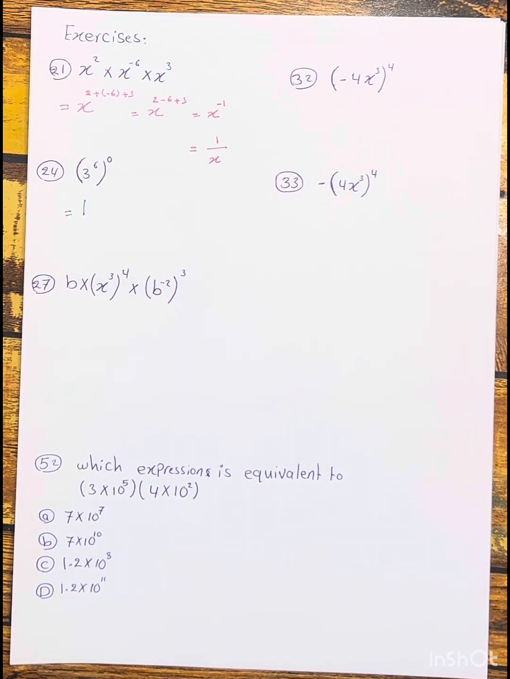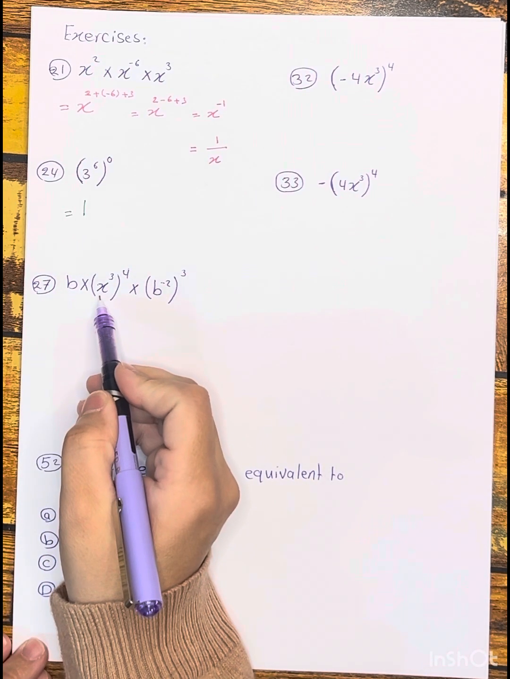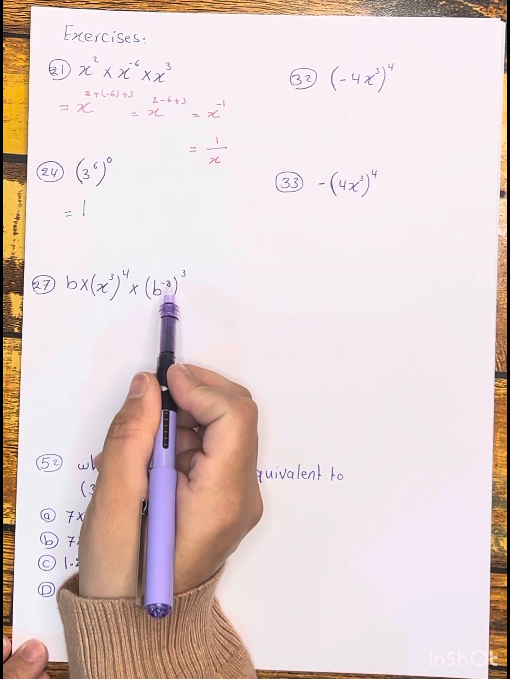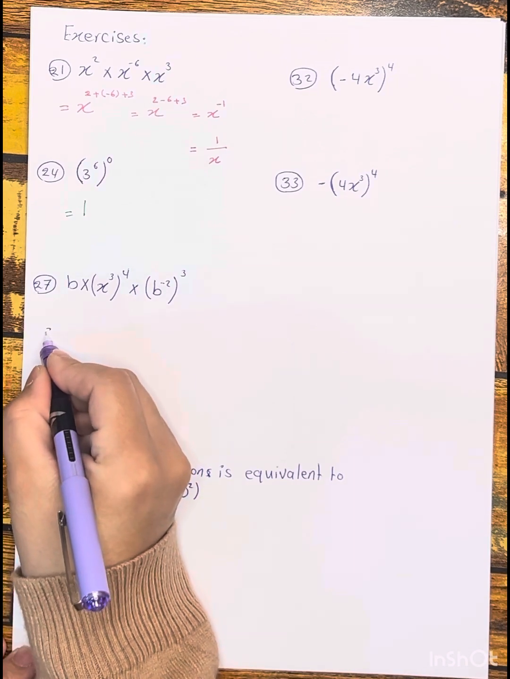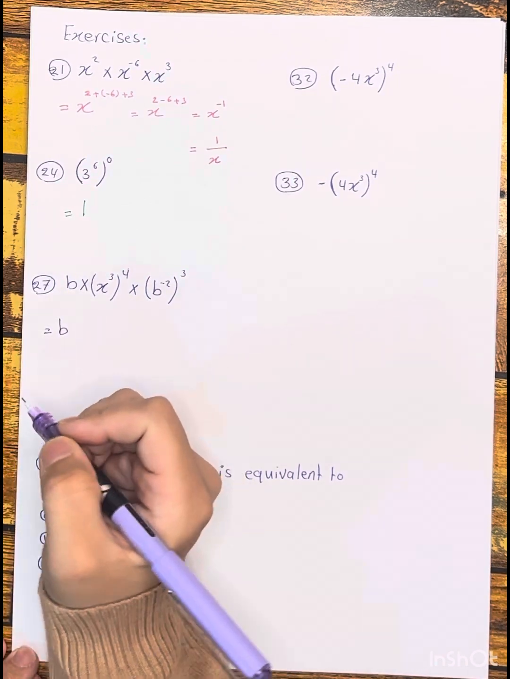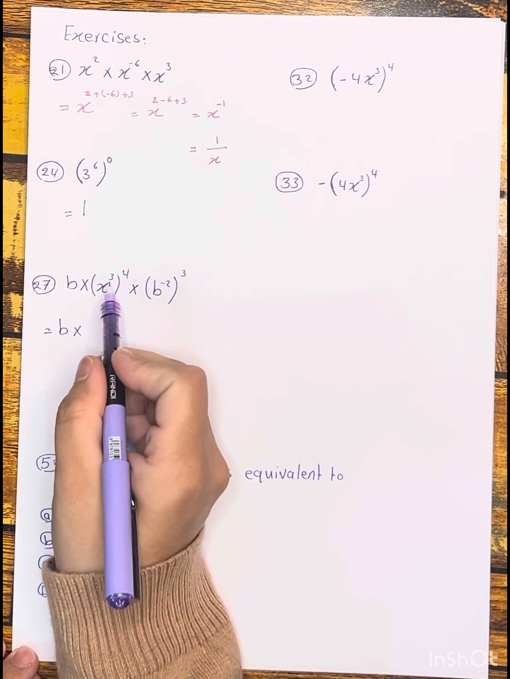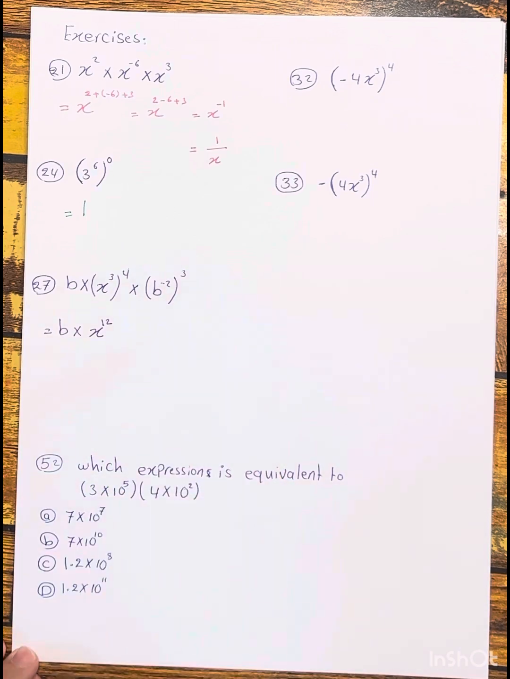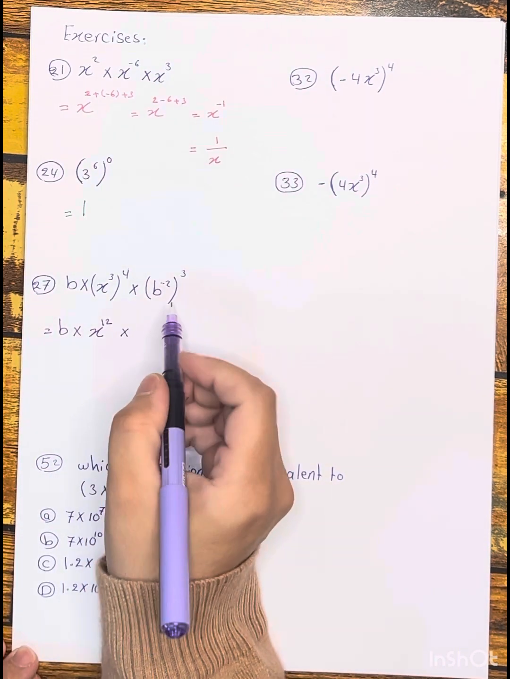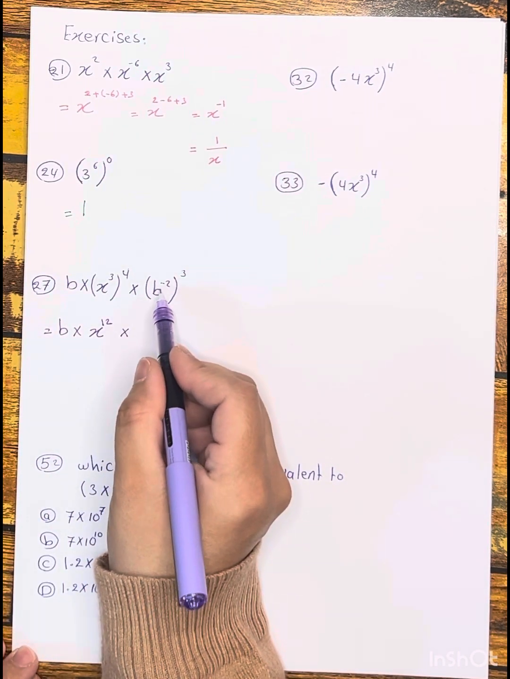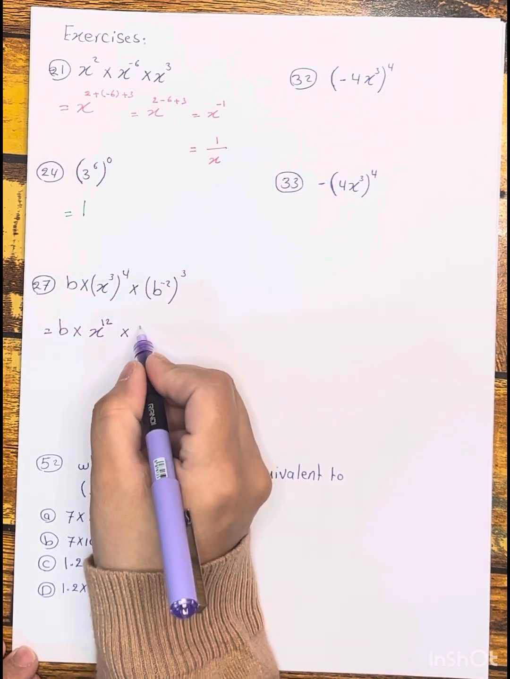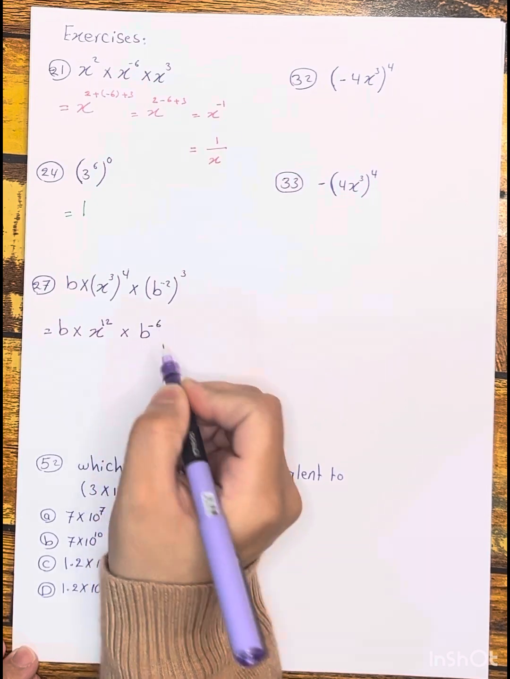Question 27. We have b times x power of 3 raised to the power of 4 times b power of negative 2 raised to the power of 3. I will write this b as it is because there is no power, times x power of 3 raised to the power of 4 will be x power of 12 because we multiply the power, times b power of negative 2 raised to the power of 3, it will be negative 6.